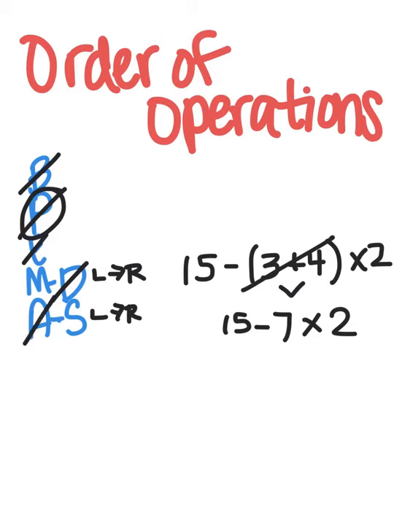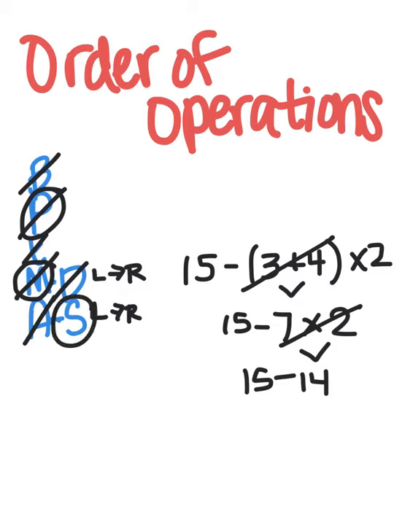So I continue on my building blocks. From my P, I look down, and the M for multiply is next. So I'm going to take 7 times 2. 7 times 2 is 14. I'm going to cross that step out, bring everything else down. I'm done with my multiply. Last thing to do is to subtract. So 15 minus 14 equals 1.